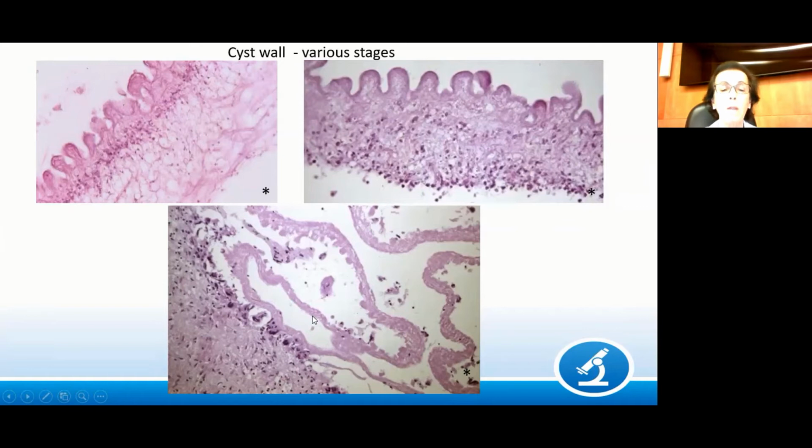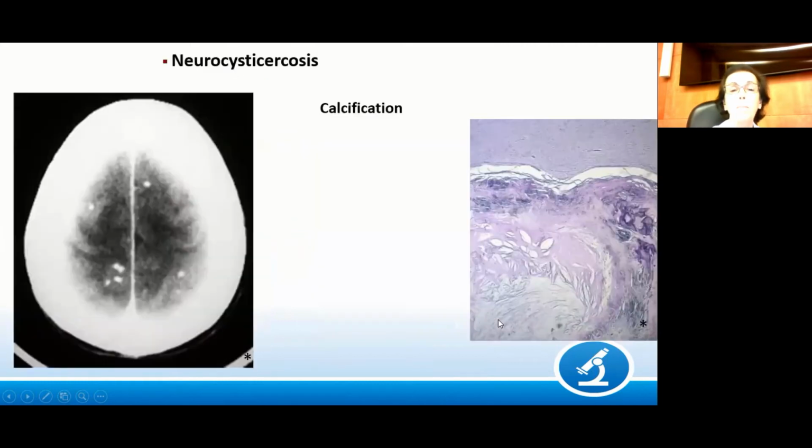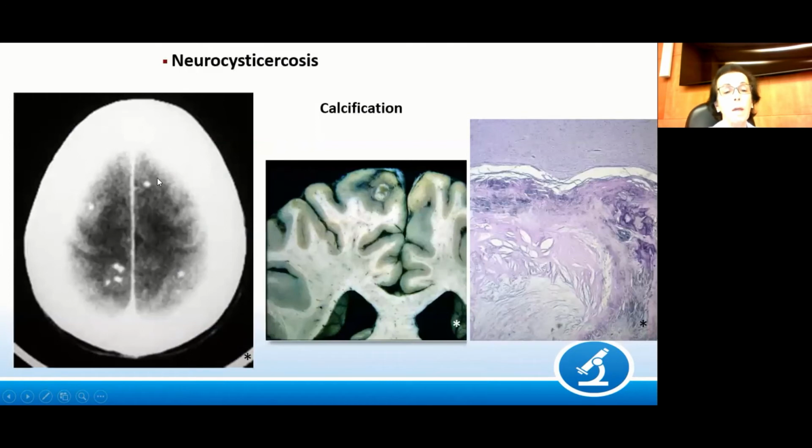But when they degenerate, they inflame. So there may be giant cells here or just lymphocytes. Like here, this is a degenerated cyst. And here are lymphocytes. The neuroimaging is very typical with this ring enhancement. And they calcify. Here are calcified cysticerci, here again, and this is the histology.